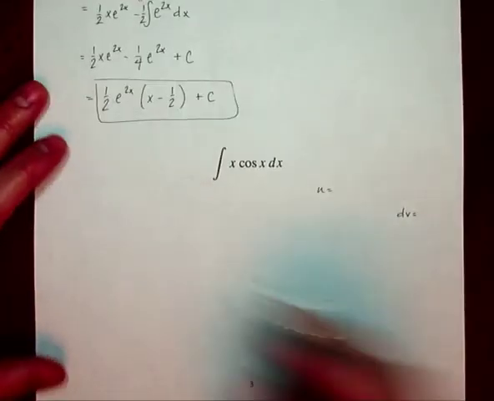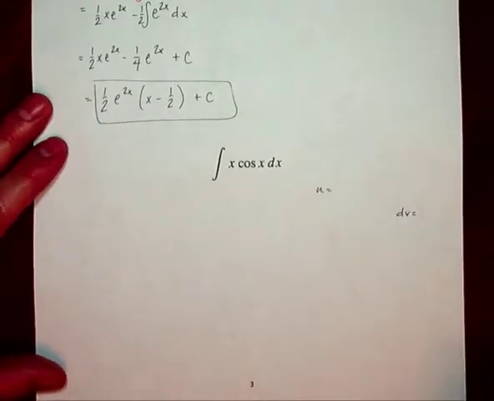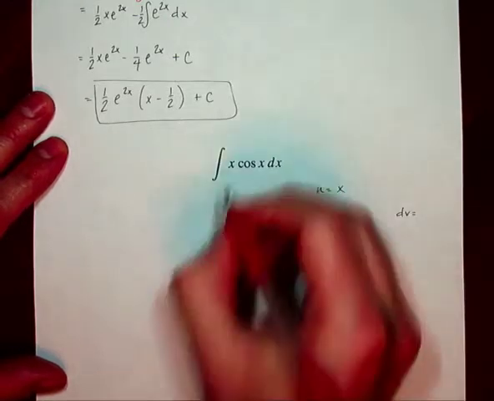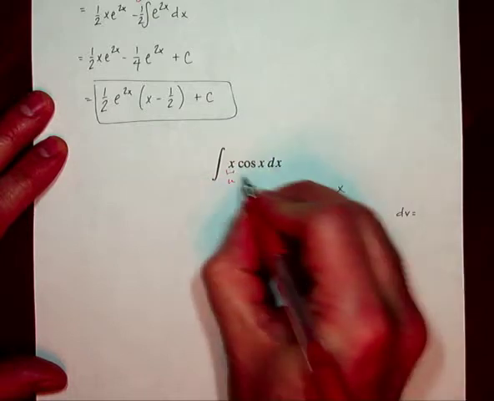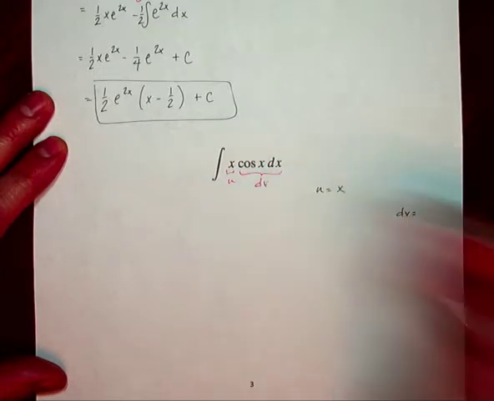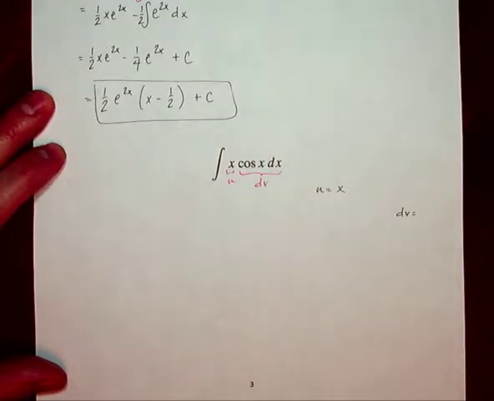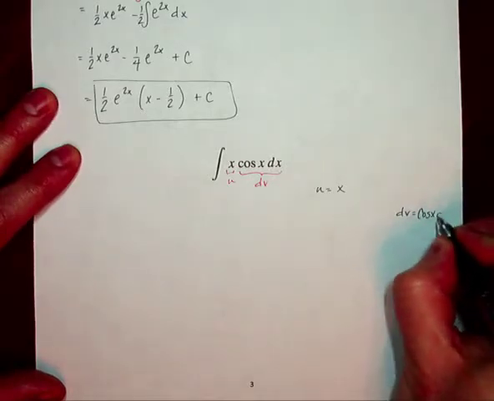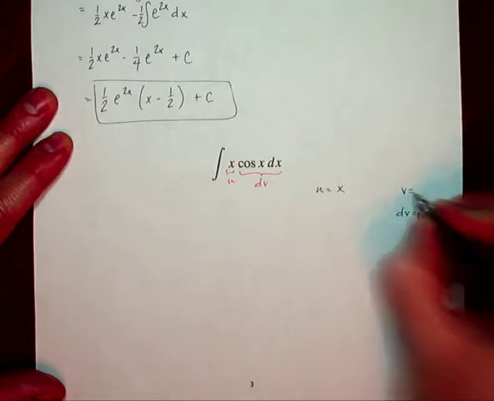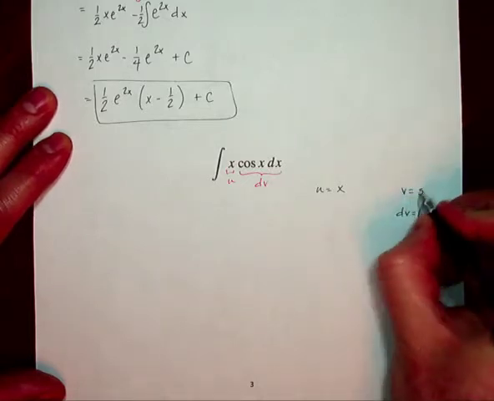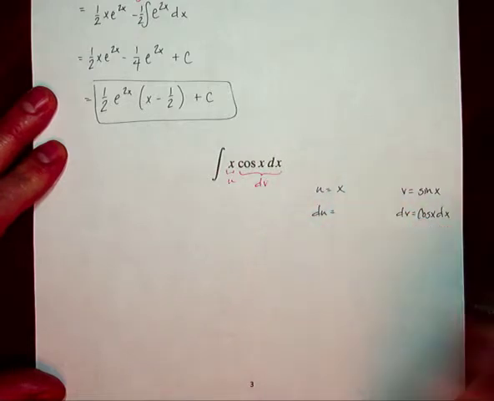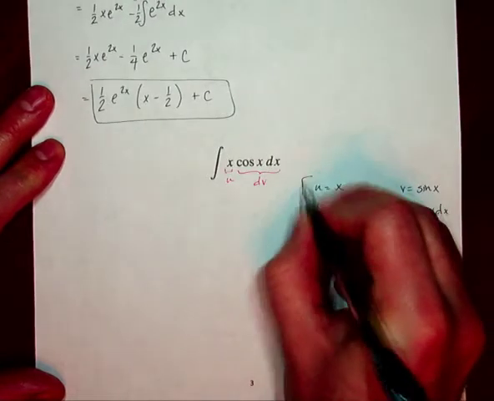I'm going to use the same strategy down here for this one. I'm going to designate my u as x, right? And then my dv right here, I'm going to designate as the cosine x dx. So cosine x dx. Now when I anti-differentiate cosine, it should come as no surprise that I get sine. And when I differentiate x, I'm going to get dx.